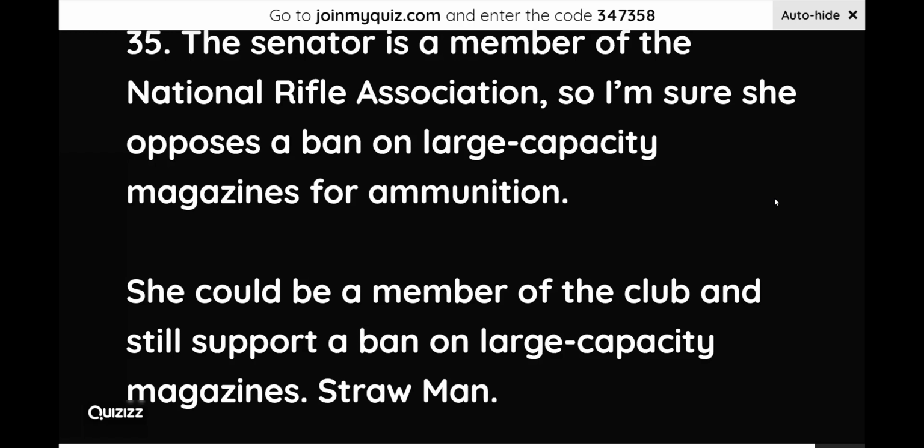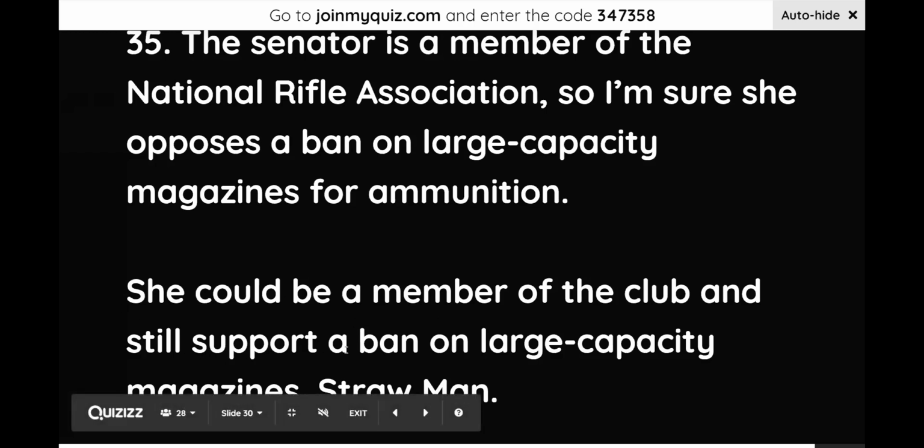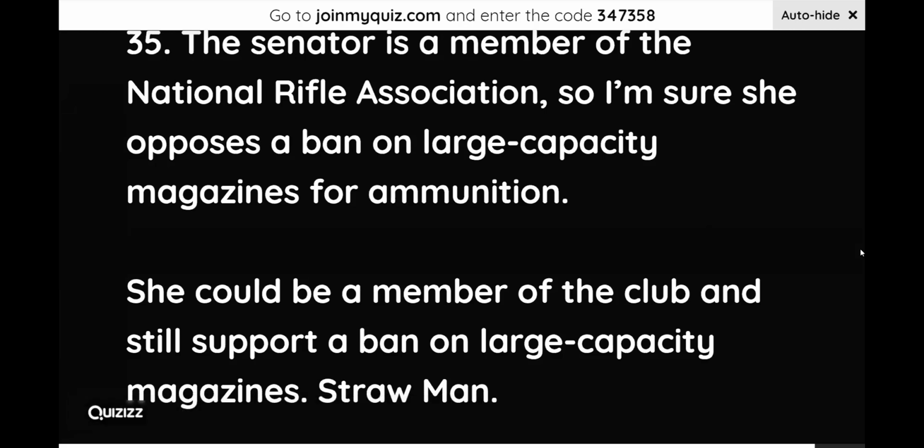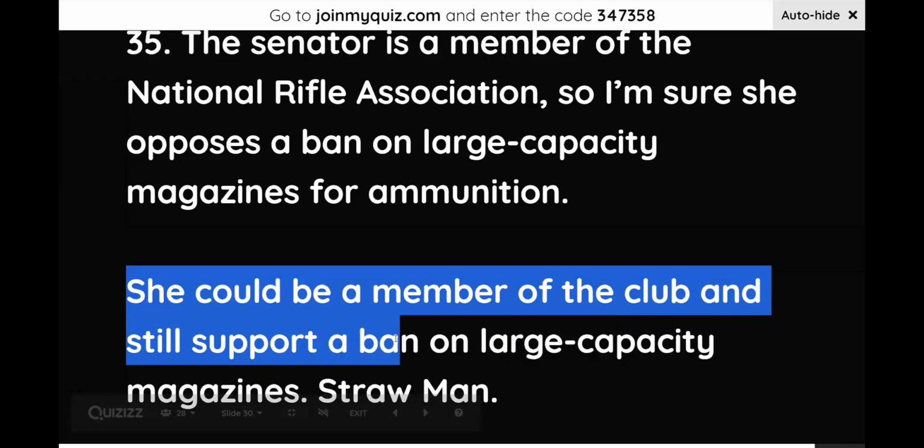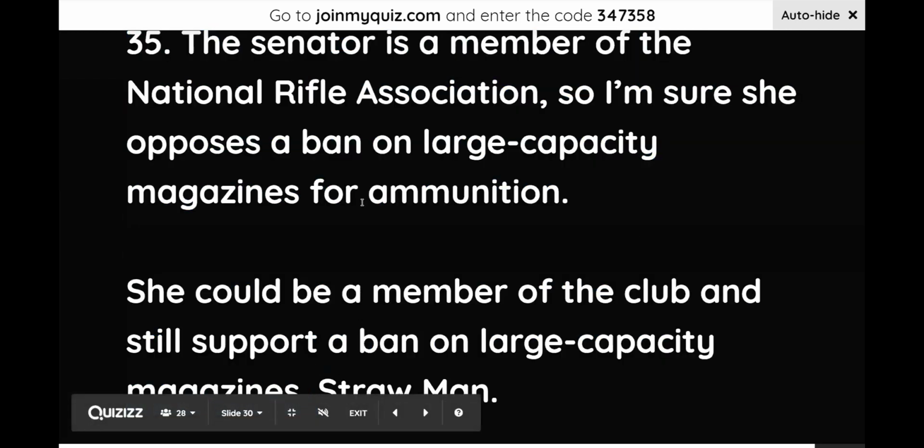So it is a personal attack? I would say it's a personal attack. I could see why you're saying that there's a correlation, because this would indicate maybe a bias. Is that what you're saying? Yeah, I could see that. I don't think that's completely unreasonable, right? But with that said, is it still possible that she could be a member of the club and still support the ban on the magazine? Yeah, so this is still a possibility.